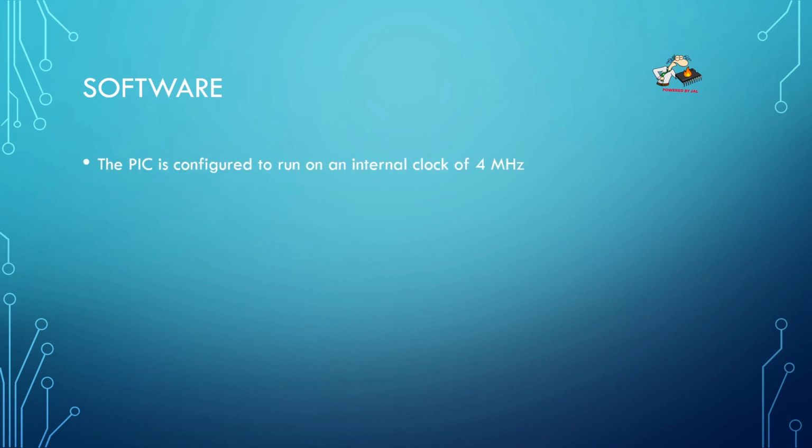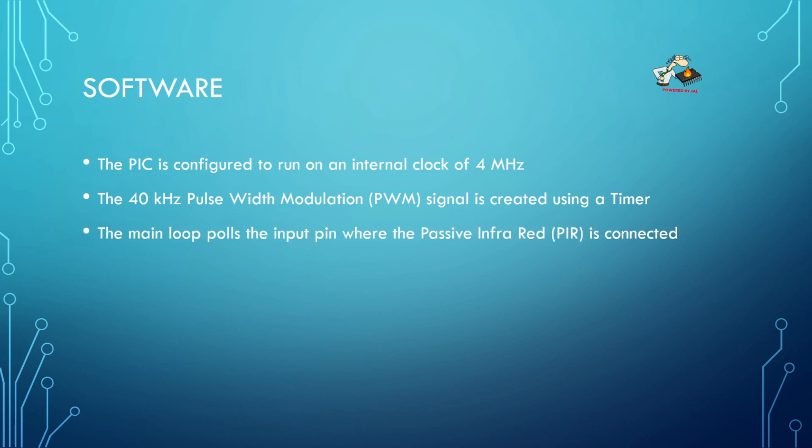So the PIC is configured to run on an internal clock of 4 MHz, which is sufficient for this application. And I'm using the pulse width modulation hardware of the PIC microcontroller to generate a 40 kHz signal, and a timer is used for that. And the main loop is quite simple.